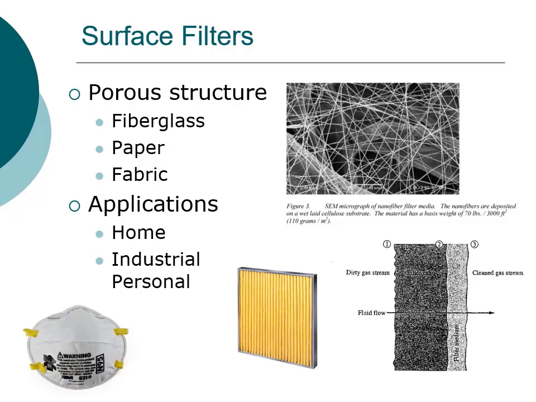Surface filters can be constructed of multiple types of material. These include fiberglass, paper, fabric, and can even be ceramic materials, as long as there is pore space through which the media, in this case gases, can flow. These can be applied, as we mentioned, at home, coffee filters, home furnace filters, or on an industrial scale.